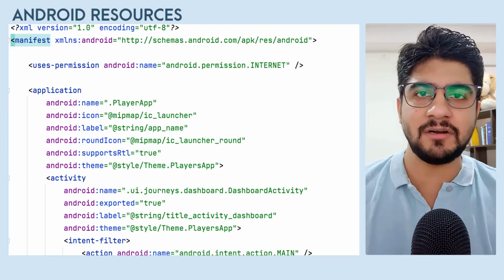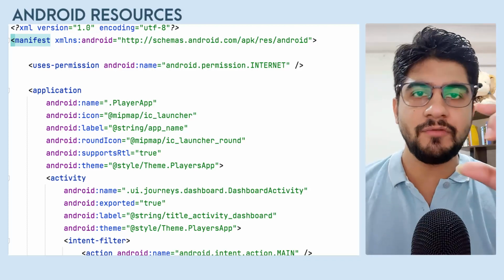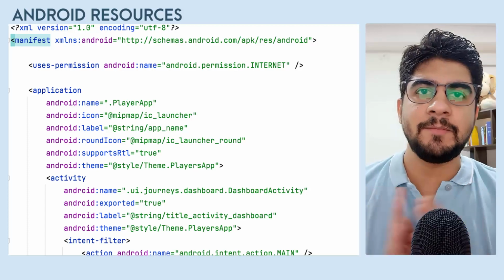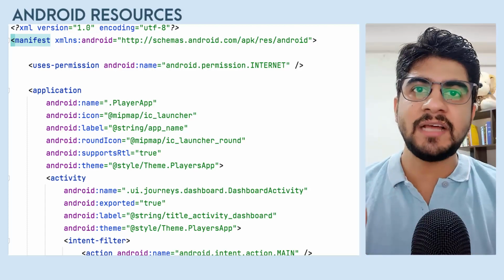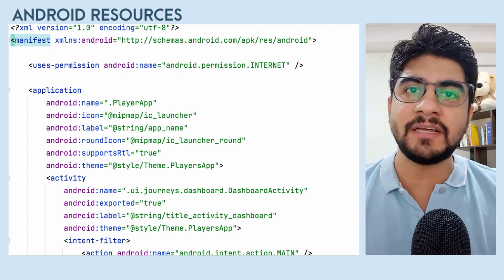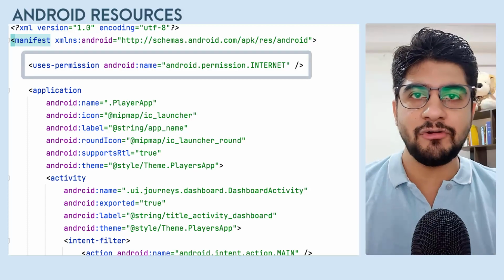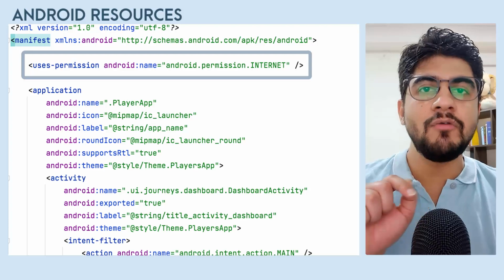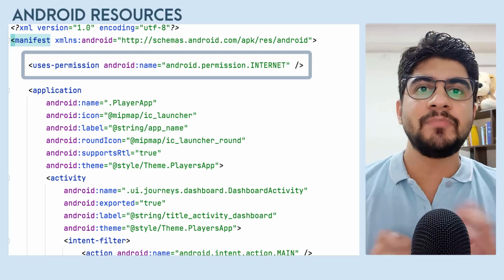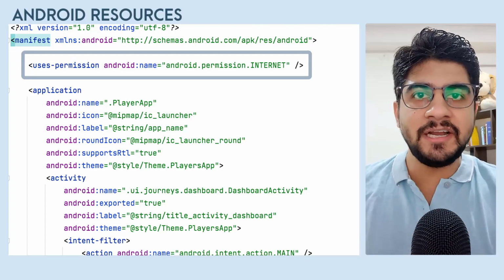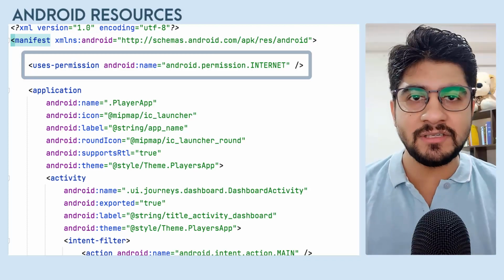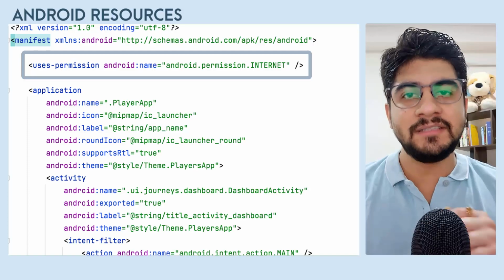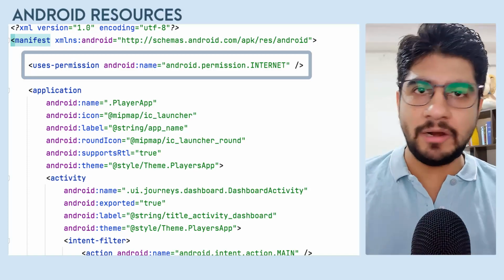Of course, fragments are also there, which are a part of your activity. You can say your activity can be subdivided into fragments, and then a fragment will have its own life cycle. You define permissions in the Android manifest which your app will use, like network permission, SMS reading permission, call history permission. So you have to define in your Android manifest that your app needs these permissions. That was all about Android resources.